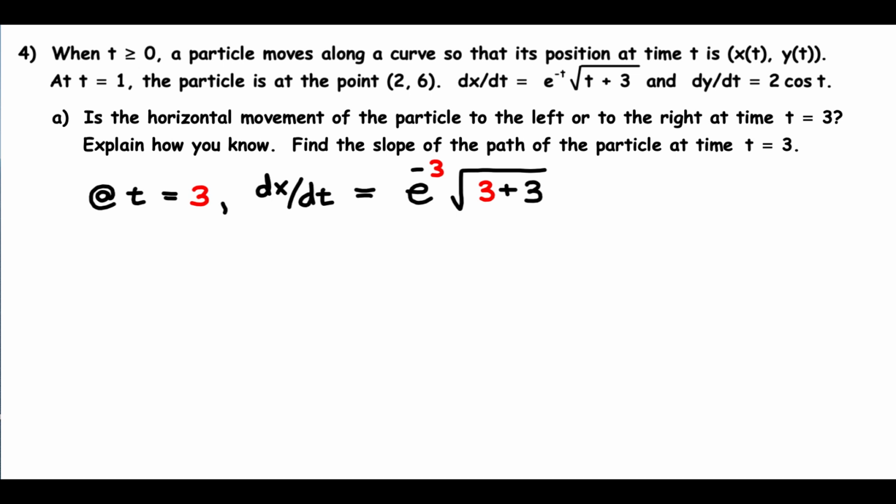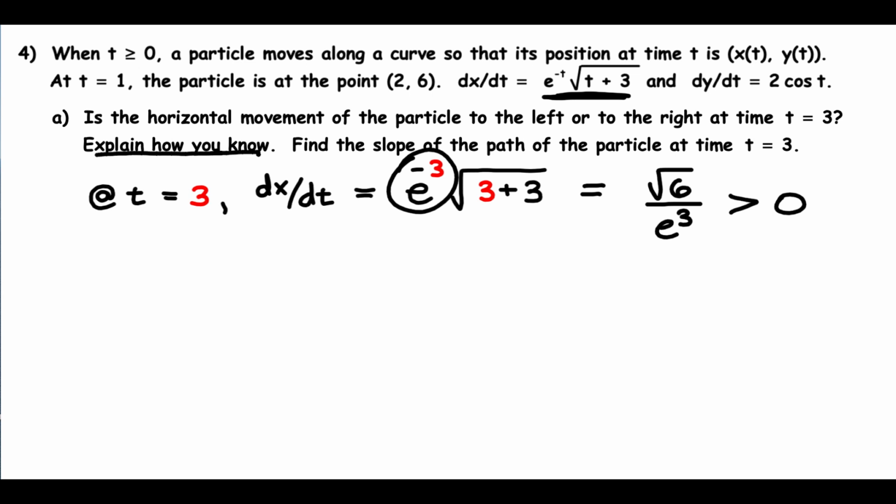Okay, plugging in the 3 to this dx/dt equation up here is going to give us the square root of 6, that's the 3 plus 3, of course, over e cubed, because that's e to the negative third. You guys, that's positive. Those are both positive numbers. So that's going to be greater than 0. So we just simply have to say, since dx/dt is greater than 0, the particle is moving to the right at t equals 3. Okay, that'll be the explain how you know part.